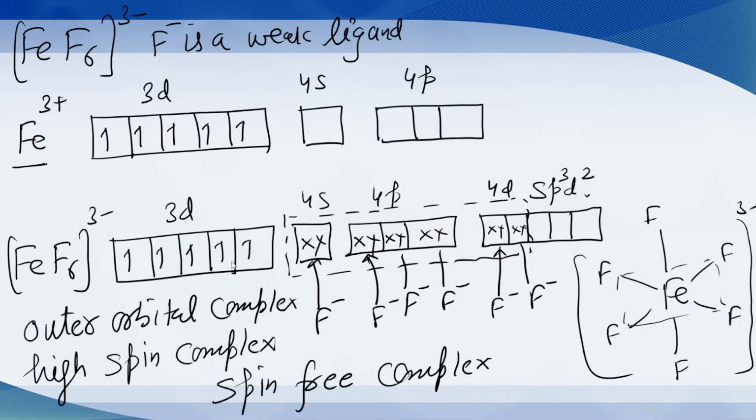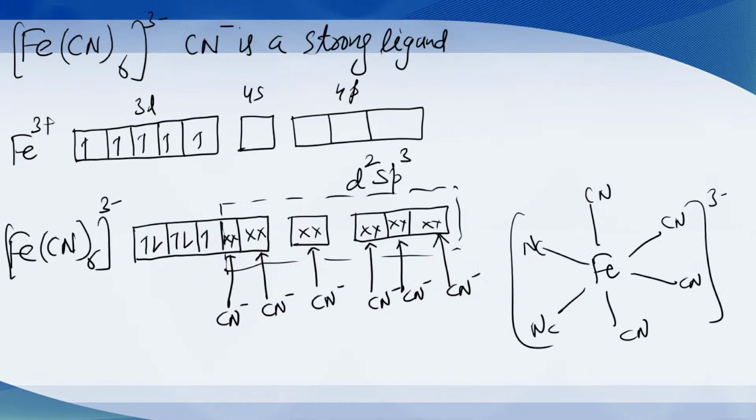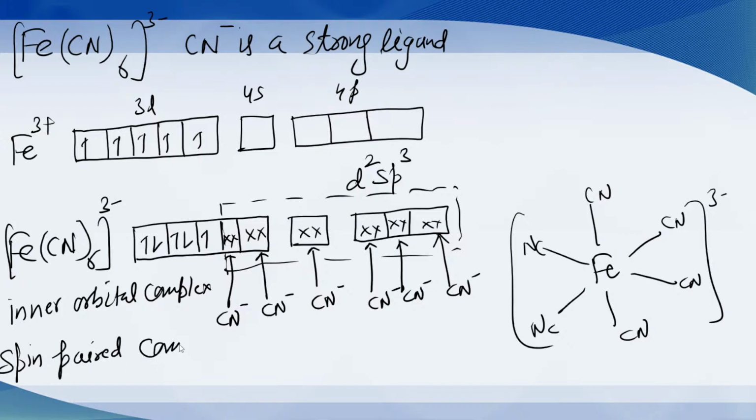See, in FeF6 3 negative there are 5 unpaired electrons, so it is more paramagnetic. Both are paramagnetic, but FeCN6 3 negative is less paramagnetic. FeF6 3 negative is more paramagnetic. And here the inner orbital is used, so it is called an inner orbital complex. Spin is paired, so it is called a spin paired complex. Okay.